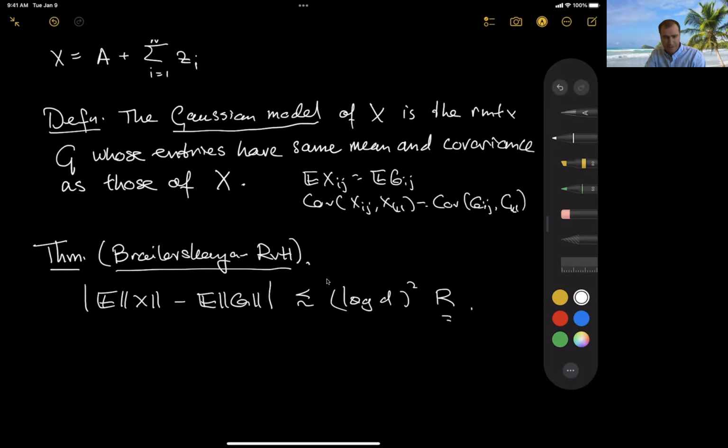Yeah. Okay, I see. And once I fix these two conditions, I have fixed the means and the covariances of the entries of the Gaussian matrix, then I've completely specified the Gaussian matrix, because a Gaussian random vector is completely specified by giving its mean and covariance. Right? So this definition defines the distribution of G. Does that make sense? Right.